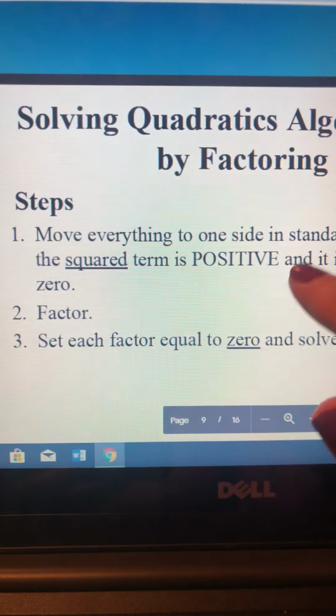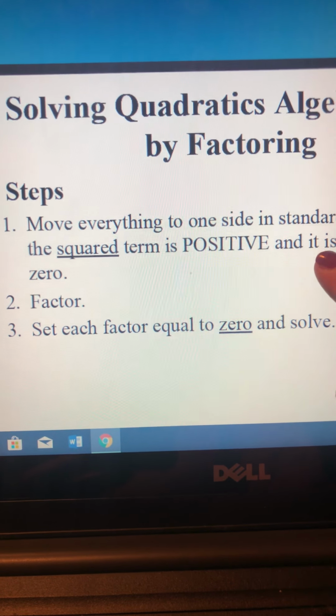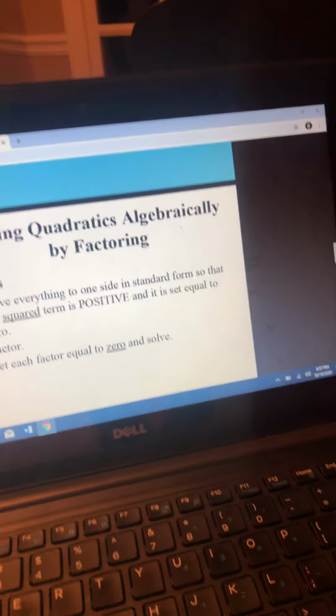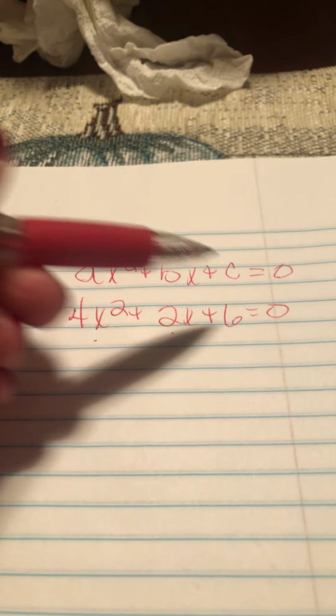Okay, but then our next step is solving quadratics algebraically by factoring. That's why you had the factoring homework last night. If you remember, you first had to take your quadratic and set it up into standard form. Standard form is ax squared plus bx plus c, and we're always going to set it equal to 0. For instance, an example might be 4x squared plus 2x plus 6 equals 0. So you have your x squared value first, then your x, then your constant, and then equaling 0. So that is standard form.